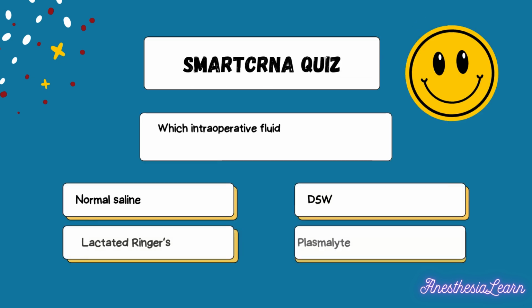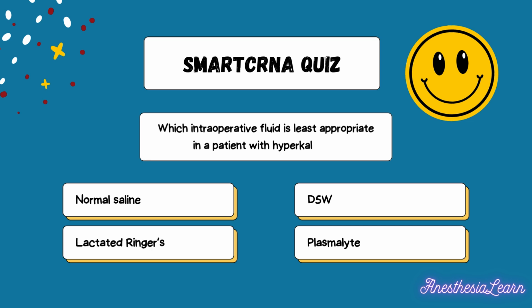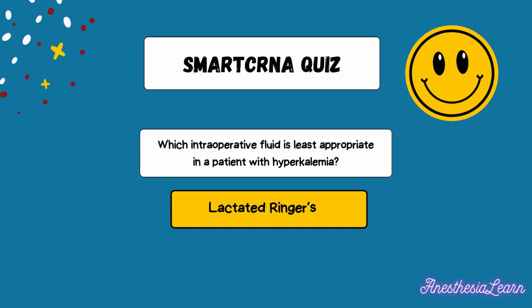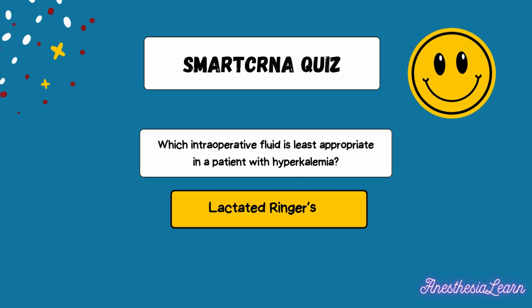Which intraoperative fluid is least appropriate in a patient with hyperkalemia? Normal saline, D5W, lactated Ringer's, Plasma-Lyte. Lactated Ringer's. Lactated Ringer's contains potassium, around 4 mEq per liter, which can worsen hyperkalemia.